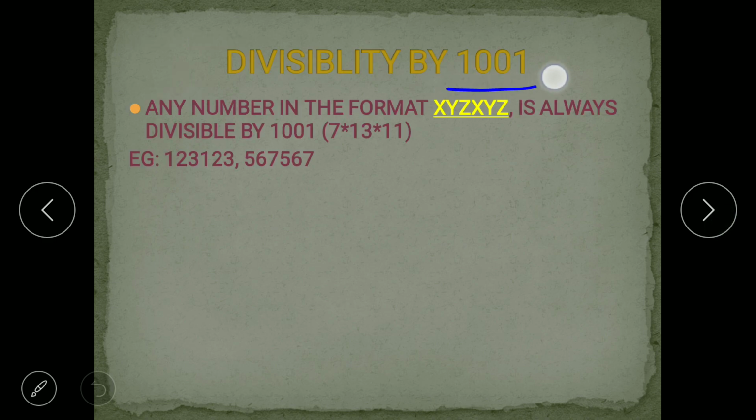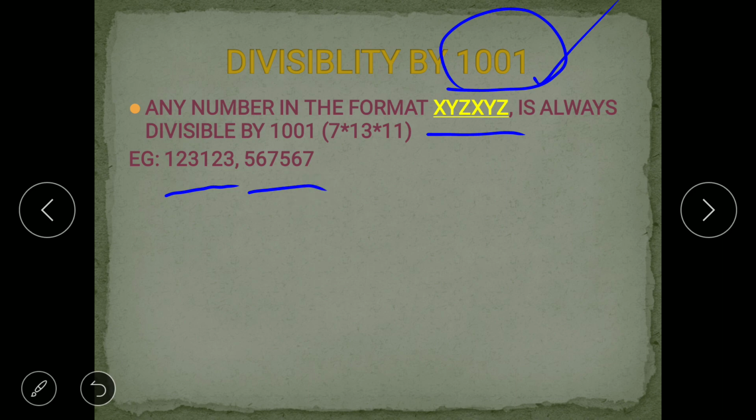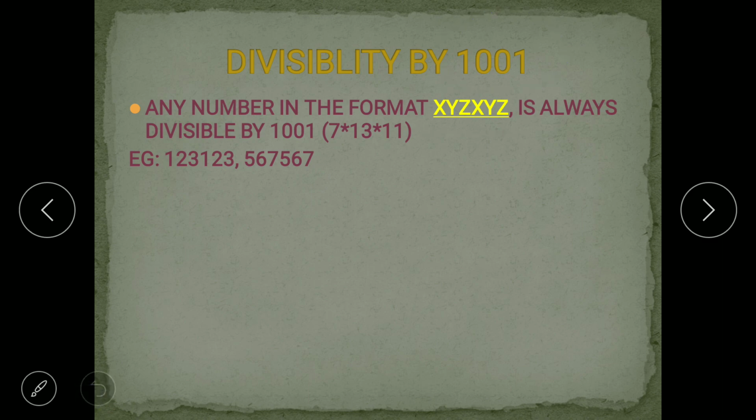Divisibility by 1001: any number which is in the form xyz xyz is always divisible by 1001, like 123123, 567567. Clear? Now, how can you divide a number by 5? In the previous slide, we saw how to check if the number is divisible by 5 or not. Now, how to divide the number by 5?